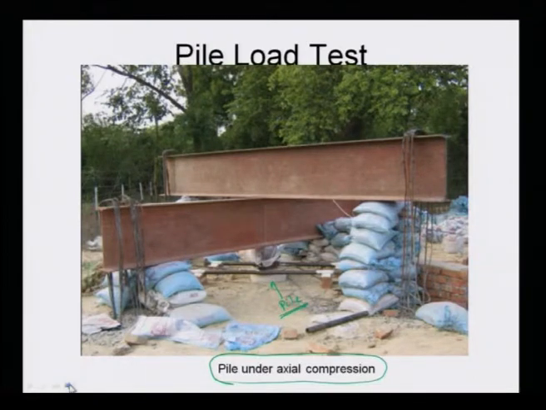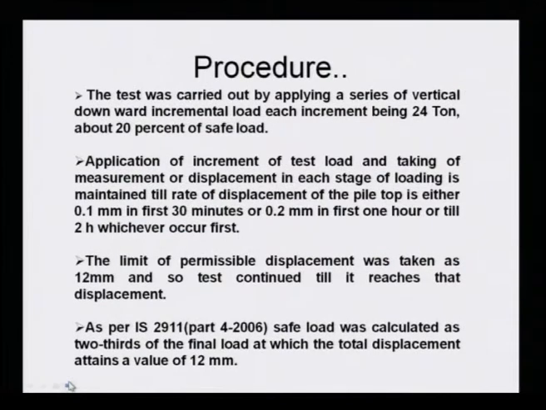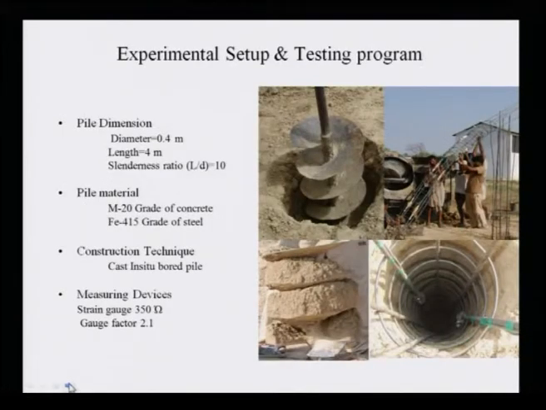Before I describe the pile load test under axial compression completely, what are these piles? This is a typical pile of diameter 0.4 meter and length 4 meters, so L by D, length to diameter, is equal to 10. The pile has been constructed with M20 grade concrete and Fe 415 grade steel. The construction technique is cast in situ bored piles.